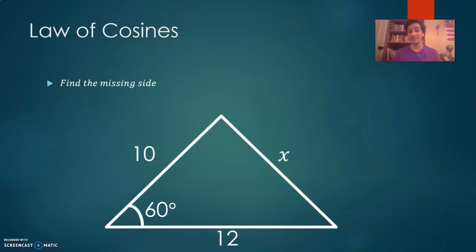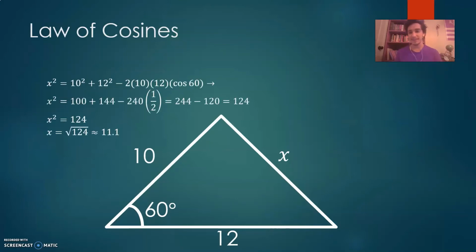Okay, so hopefully you've done this. Now let's go over it. So we're just going to plug in these numbers to the law of cosines. So here we have x being the opposite side to this angle 60 degrees.